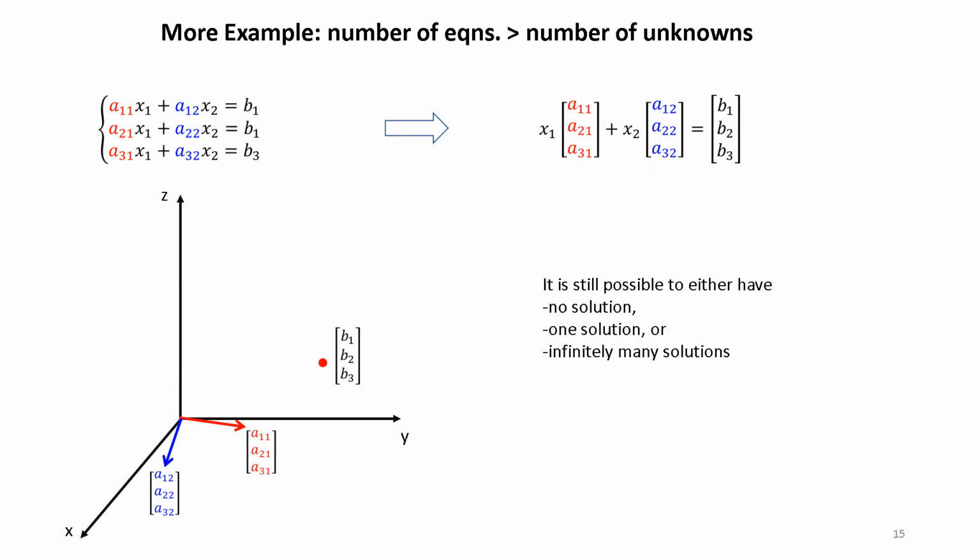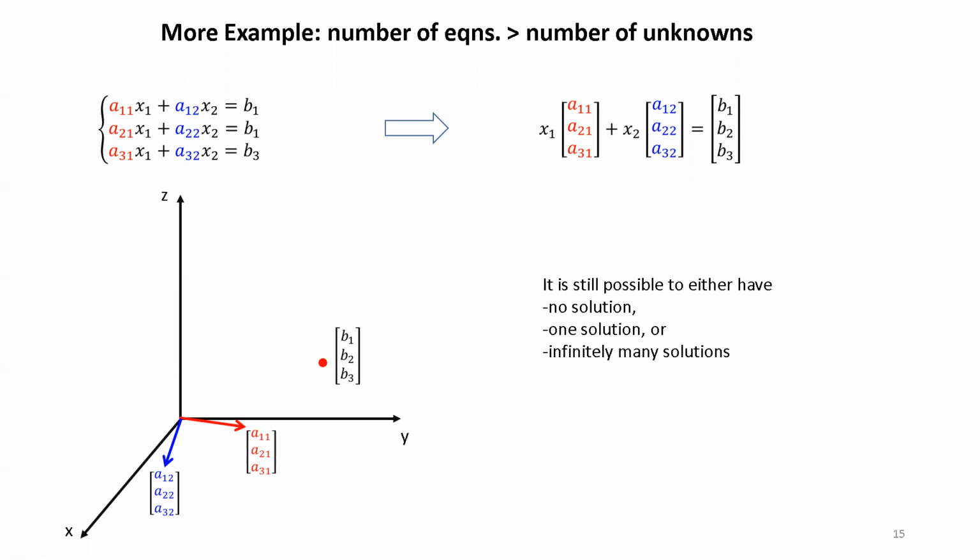So I have to take the linear combination of these two vectors to get to this vector. In fact, in this case, it is still possible to have one of the three outcomes: either no solution, one solution, or infinitely many solutions. How does that happen? Here you can see that if my red vector and the blue vector both lie on the xy plane, but my B vector has some non-zero z component, then there is no solution.